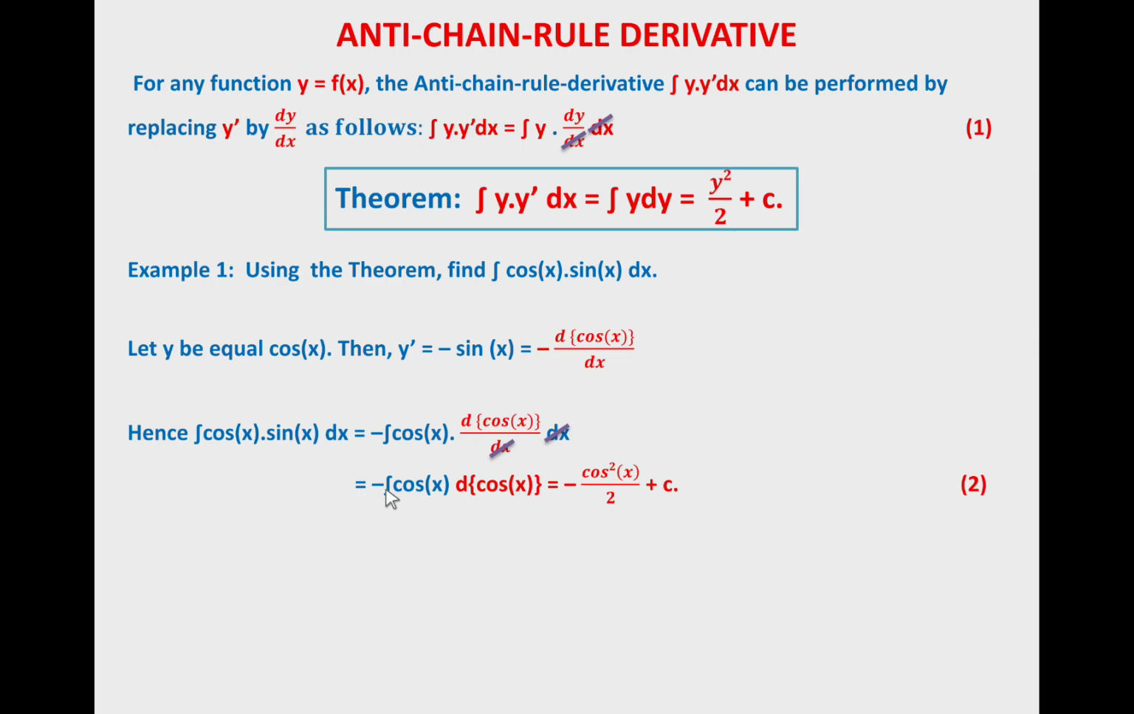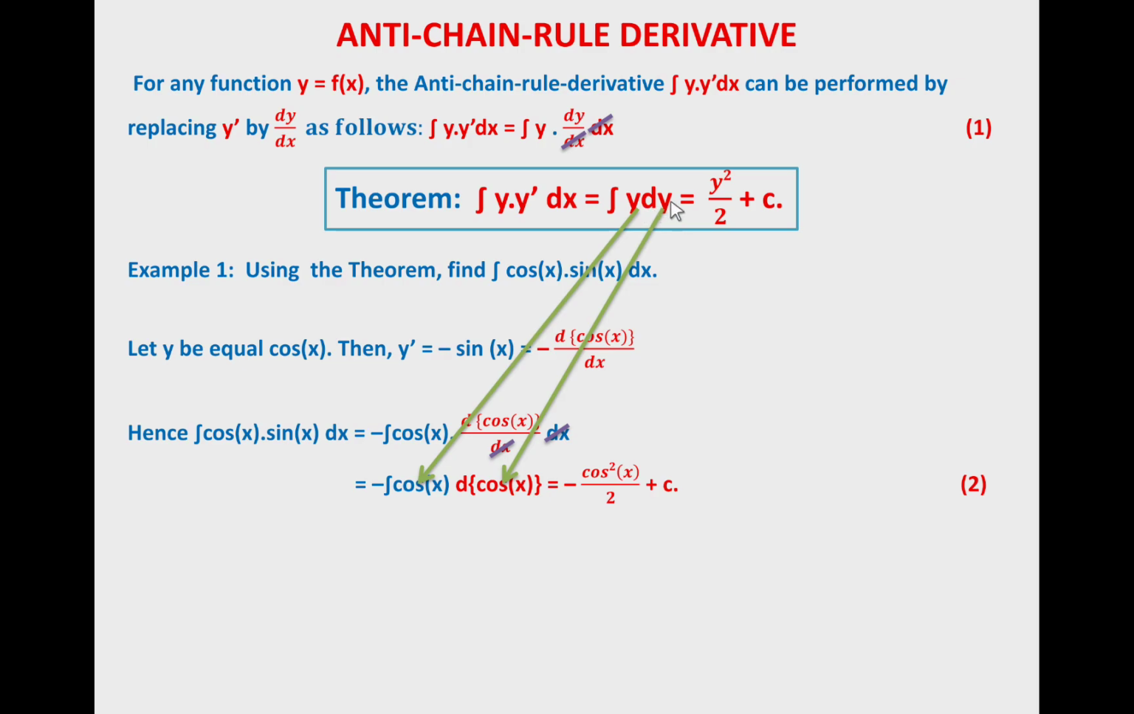And we'll end up with negative integration of cosine x, and then over here, instead of going through all these cancelled out, we just write down d cosine x. And now it makes sense to just use the theorem because we have a function and then the derivative of the function, and all we got to do is just do the mapping. We put y equal to cosine x, so d, and then of this y, instead of that y, we'll also put cosine x. So cosine x d cosine x, y dy.